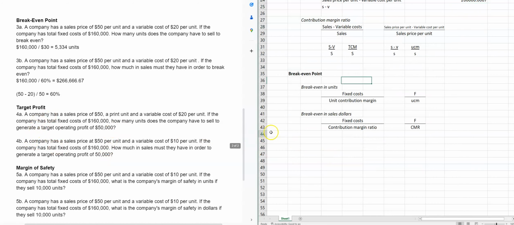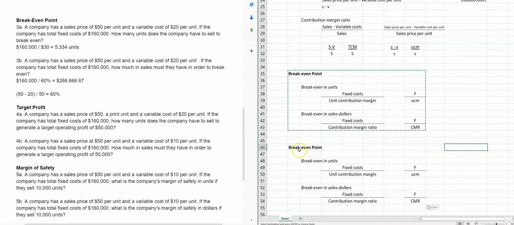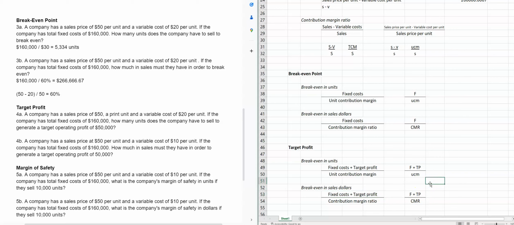Let's move on to target profit. And I'm actually going to cheat because I want to show you guys how similar target profit is to break-even point. All right, but now this is target profit. The way that this is going to change is in the numerator, we add in target profit. And this is for both. That's it. Oh, I should change this to target profit, shouldn't I? But that's it. That's the only change that happens.